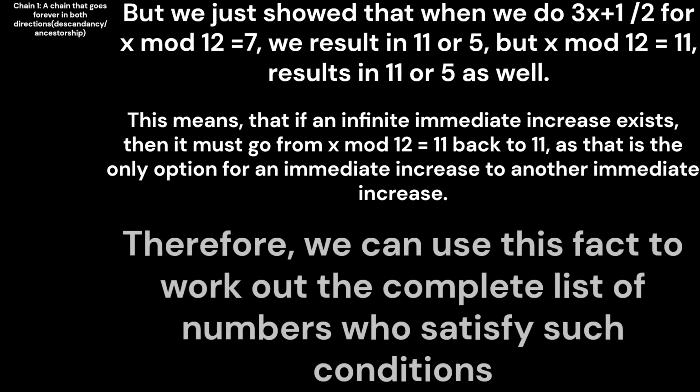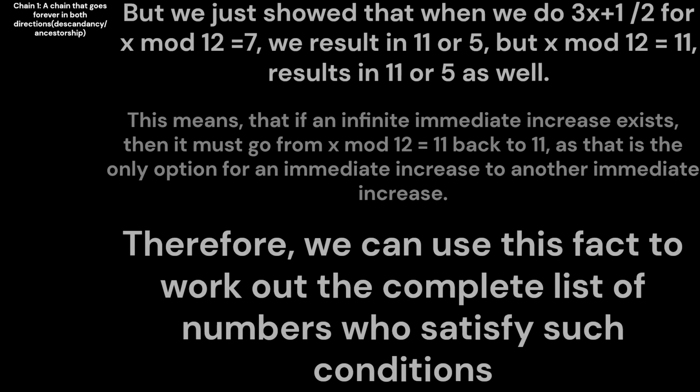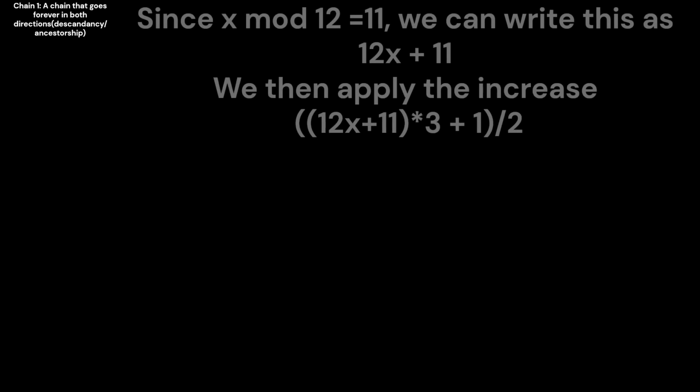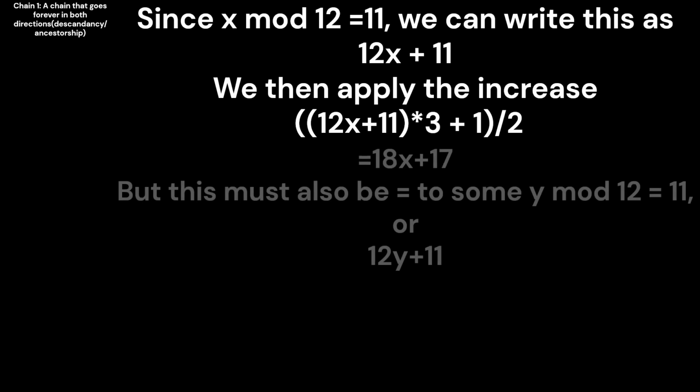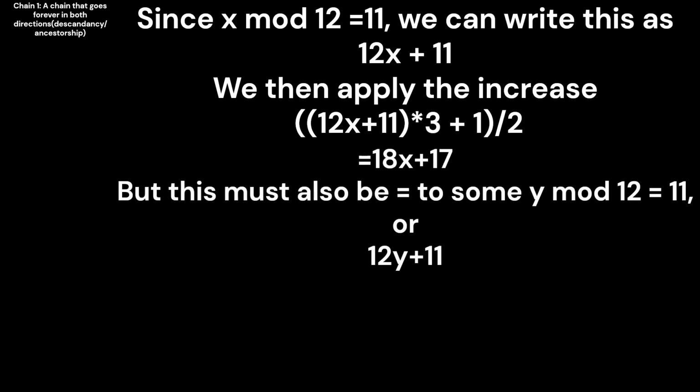We can use this fact to easily produce such a list of numbers. To get x mod 12 is equal to 11 back to a normal algebraic solution, we can rewrite it as 12x plus 11, where x is an integer from 0 to infinity. We then apply the increase, 12x plus 11 times 3 plus 1 over 2, which then is equal to 18x plus 17. We then know from earlier that this must then be equal to some other y mod 12 is equal to 11, or 12y plus 11.